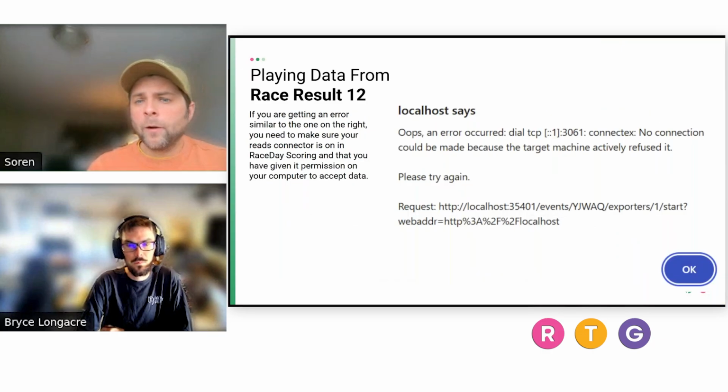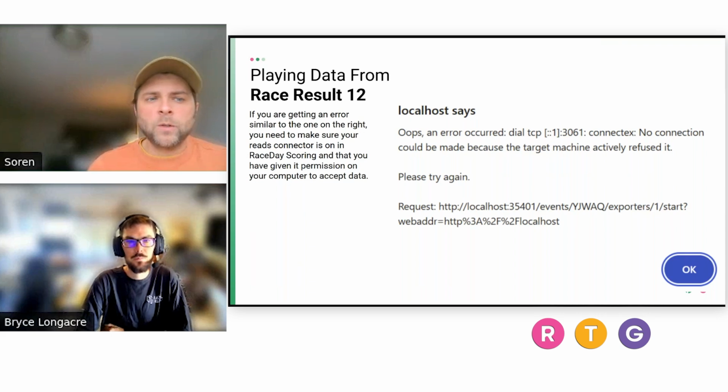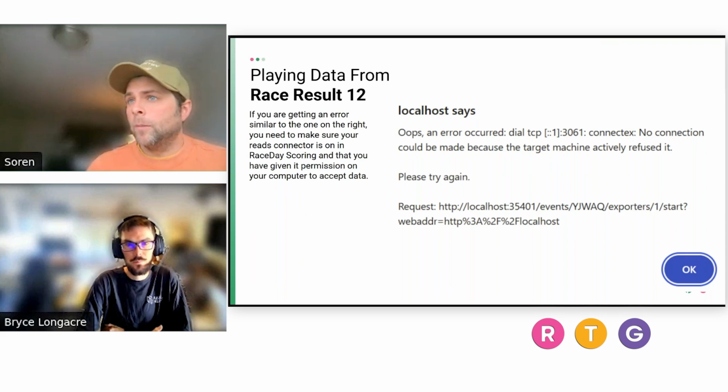So this is the error that you'll get if you do try to play the exporter and you don't have things set up. If you're getting an error similar to the one on the right, just make sure that your read connector is on. Go back through in RaceDay Scoring and make sure that all of your settings match what is being set in both places, both in the stream in the advanced settings and in the exporter settings in RaceResult 12.